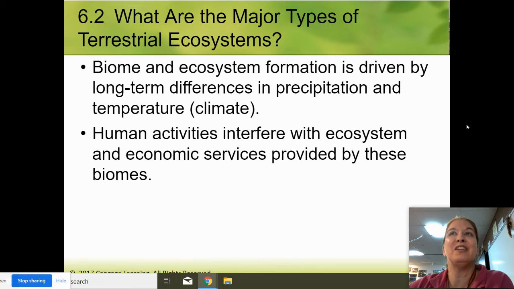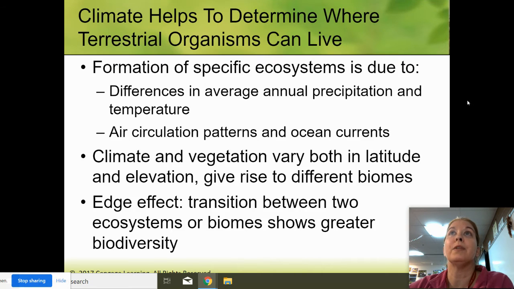Human activities interfere with both ecosystem and economic services provided by these biomes. Ecosystem services are things that nature does for us for free, like pollination. Economic services are things that we get from nature that we can actually spend money on. Both of these things get messed up because humans are stupid and things are dying. So let's start.